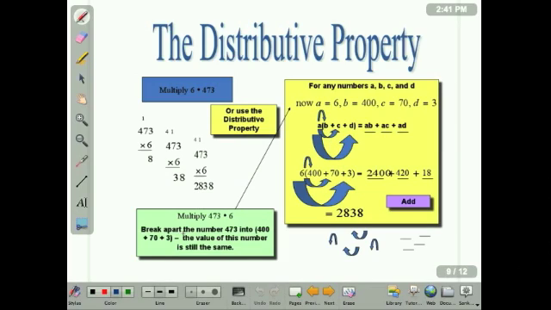This works with multiple numbers as well. I can take 473 and break it apart into 400 plus 70 plus 3, and multiply that result by 6, and that's what I've done in this example. 400 plus 70 plus 3 still gets me to 473. Multiplying it by 6, I get 6 times 400 is 2,400. 6 times 70 is 420. 6 times 3 is 18, and when I add them all together, I get 2,838.